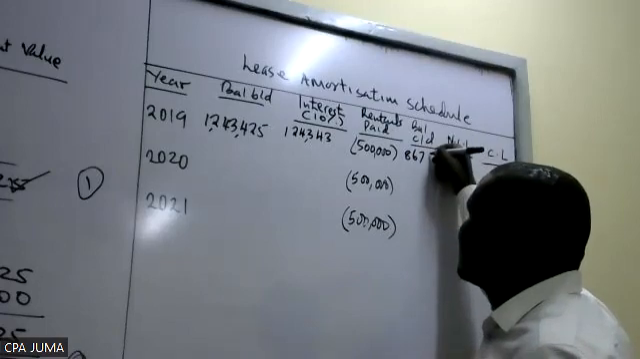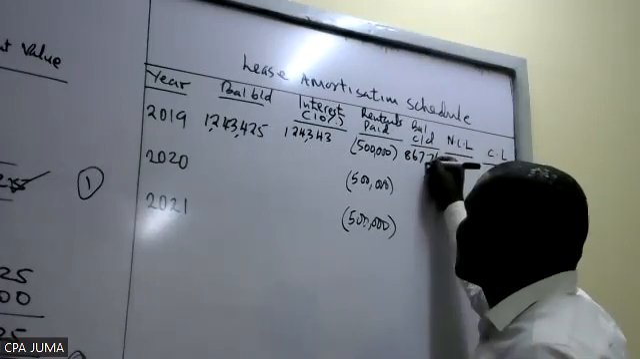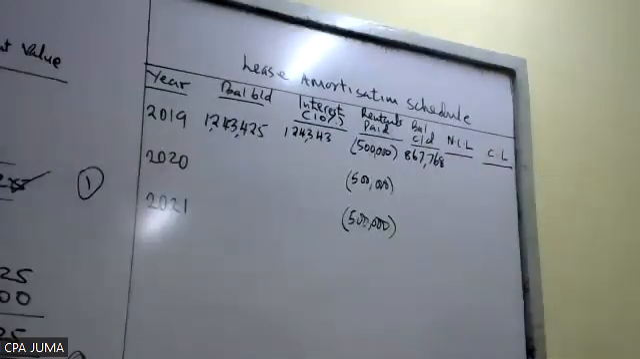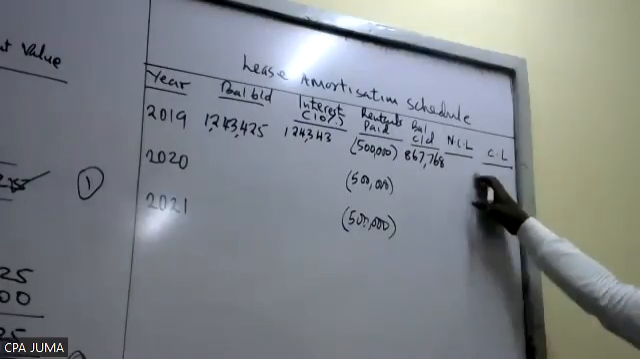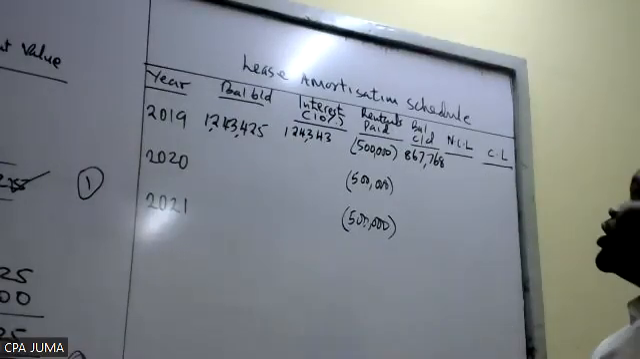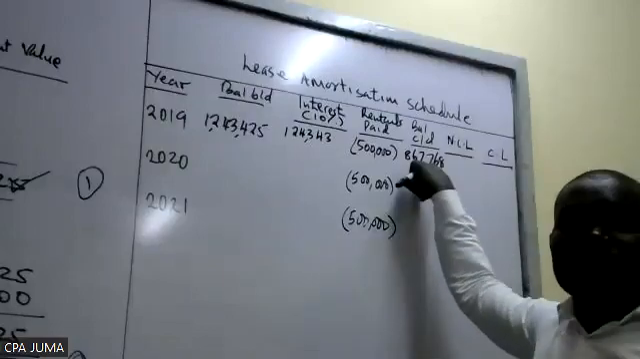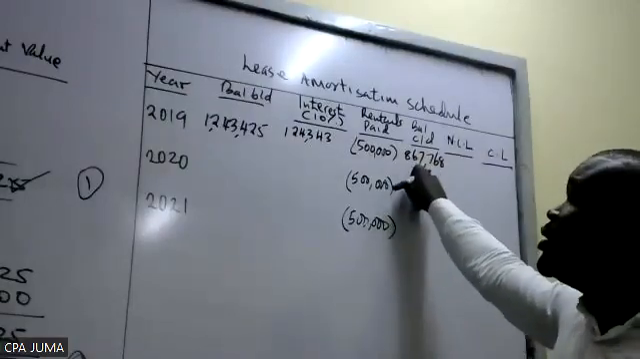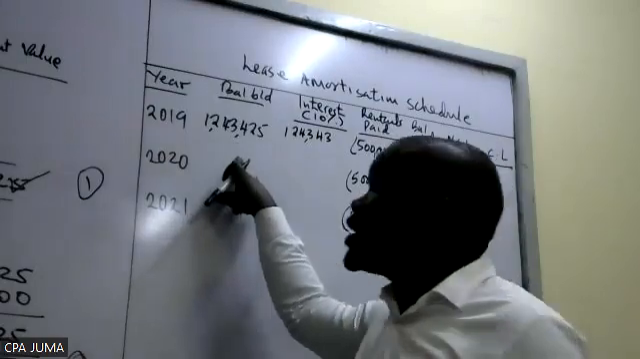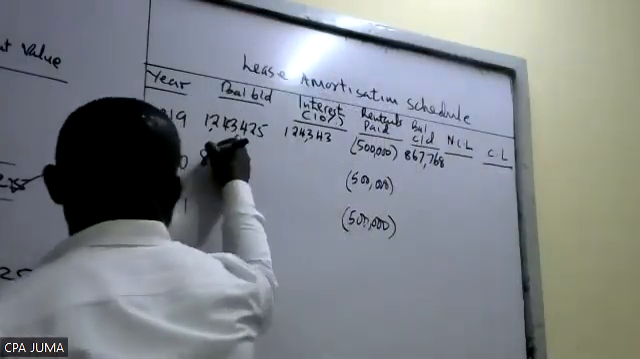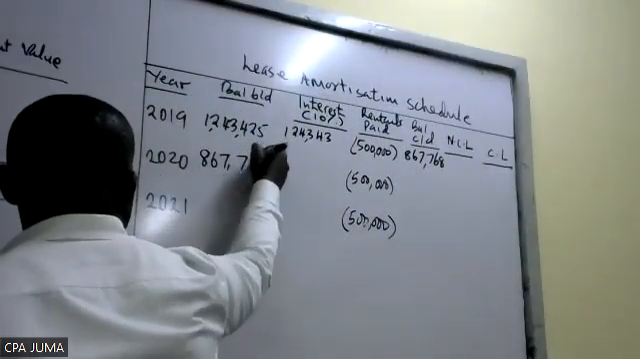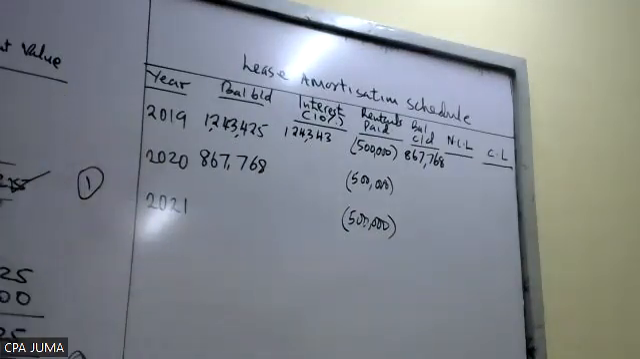867,768. Have it there. Don't step here until we go to year 2. So the balance carried down at the end of year 1 becomes the opening in year 2. So this is 867,768.